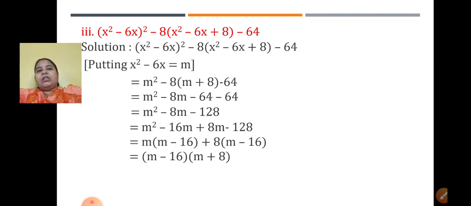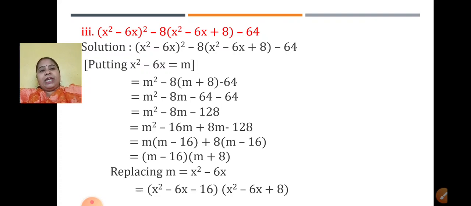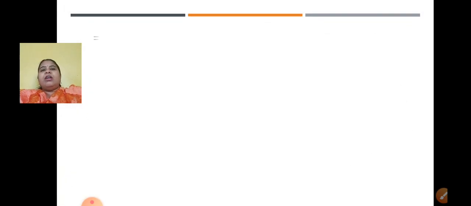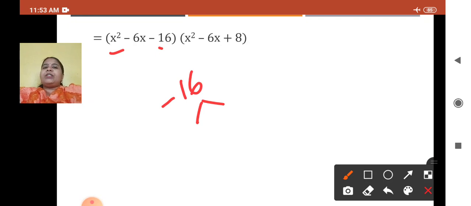Okay. Once you have reached till here, what is left? I don't want the answer in terms of m, so I will resubstitute this m as x square minus 6x, right? So replacing the value of m as x square minus 6x, what we will get? We will get x square minus 6x minus 16 as one of the expressions, and the other one as x square minus 6x plus 8, correct? Now if it can be further factorized, we have to search for the factors. Let's see. It's minus 16. Yes, product of this and this, I am getting the answer as minus 16. Can you think about minus 16, the factor, so that I get this minus 6? Yes, 8 and 2. Right?